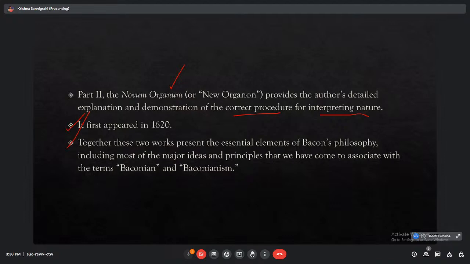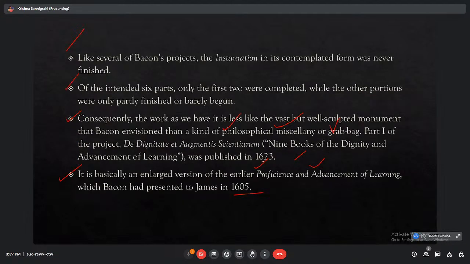They include most of the major ideas and principles that we have come to associate with the terms Baconian and Baconianism. So, if we have to know about Bacon's philosophy, we have to read these works. They play an important role in understanding what Bacon envisioned, what his plan was, and what kind of changes and restructuring he wanted to bring about in the study of epistemology, science, and logic in general. The two works are Novum Organum and the 9 books of the dignity and advancement of learning, which was basically an enlarged version of Proficience and Advancement of Learning.